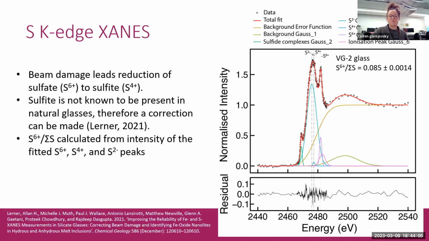Of course, it does also suffer from beam damage. But luckily enough, when you do have beam damage, what happens is that you reduce your sulfate to sulfite. Because sulfite doesn't necessarily naturally occur in glasses, or at least we believe it doesn't, we can make a correction for this. So any beam damage that was present during my analyses has been corrected for. To determine the sulfur ratios, I've taken the relative intensity of the sulfate, sulfite, and sulfide peaks to calculate the sulfur ratio that I'll present in a minute.